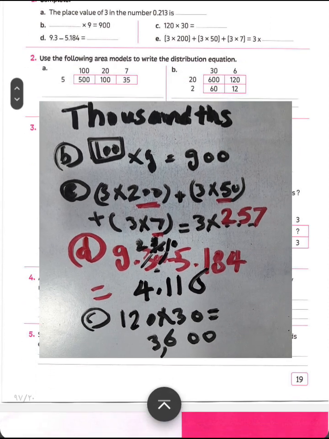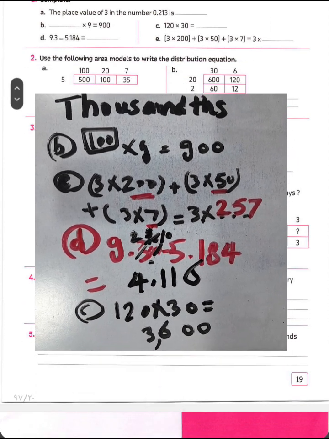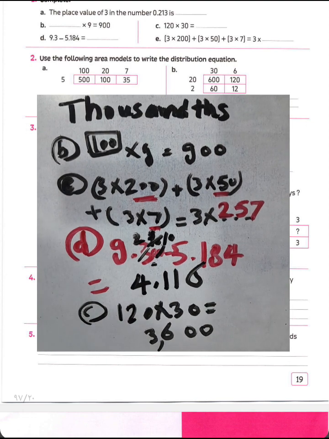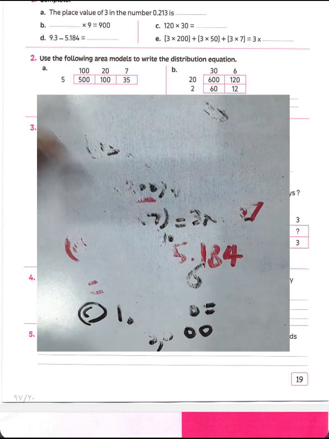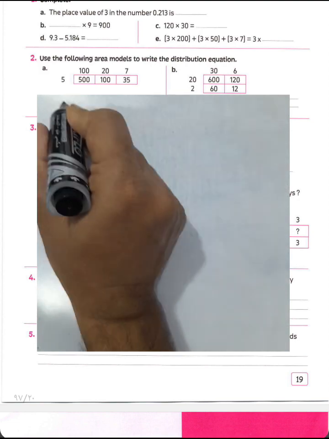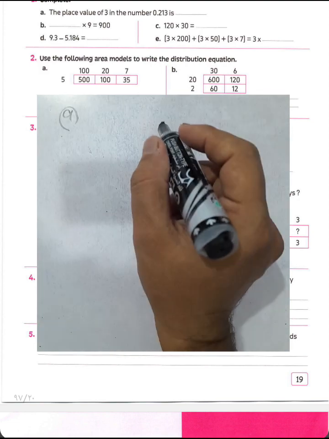Question number 2. Use the following area models to write the distribution equation. Okay. What's the meaning of distribution equation? Its meaning is to write 5 times the first number here, 100. Look at here, we have the table. I will solve this example, letter A. Okay, pay attention to the steps.